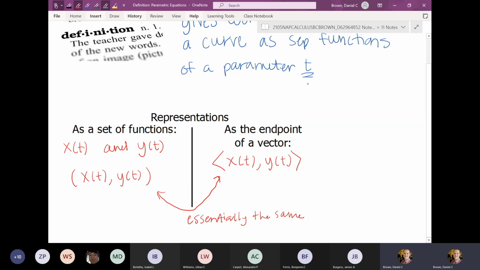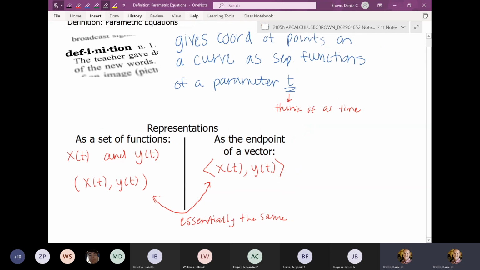Oftentimes that parameter t we can think of as time. And we often see these types of problems for PVA problems with position, velocity, and acceleration. So often and truly, it will represent time. But even when it's not one of those problems, you can think of it as time. As time changes, this is what x is doing. As time changes, this is what y is doing.